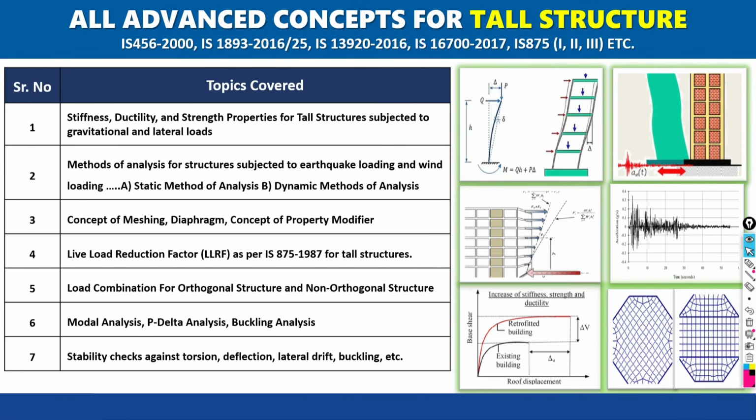So in the advanced level we are going to cover a project up to a 30 floor building, and after this project you will be able to deal with any tall structure. Whenever you deal with a tall structure, the important things are stiffness, ductility, and strength. These three parameters are very important to have a robust structure.